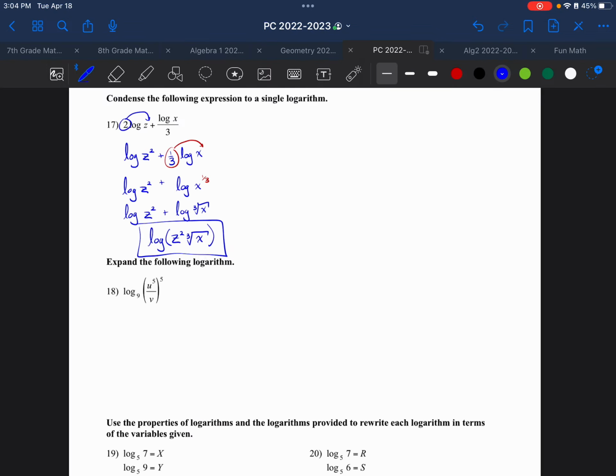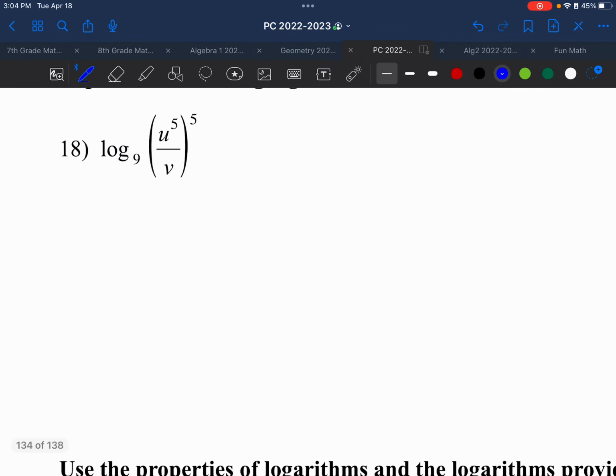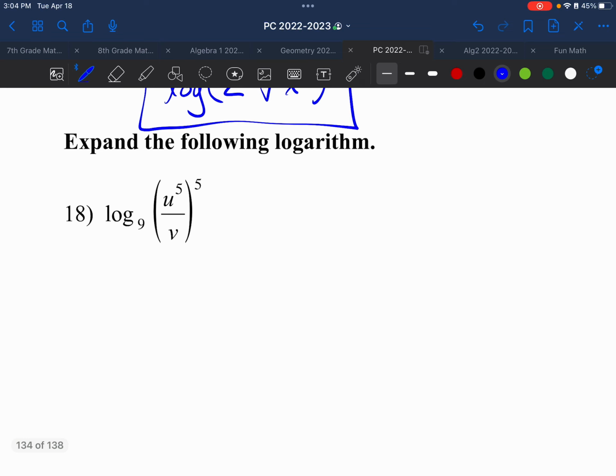Number 18, no, it's down beneath us, not to the right of us. Expand, you're doing the reverse. So now the 5 is going to come down. Instead of coming up, you're allowed to come down. And I now have 5 log base 9 of u to the power of 5 over v.